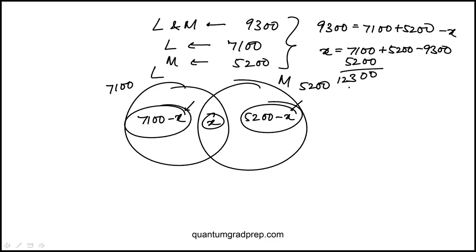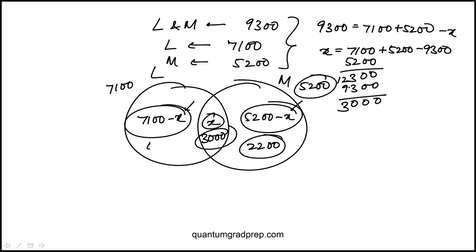So we add these two up, 12,300, and then subtract 9,300. That's going to be 3,000. So if I had to redraw this figure, this would be 3,000, and titles distributed by M only would be 2,200, because these two add up to 5,200, and then here it would be 4,100.